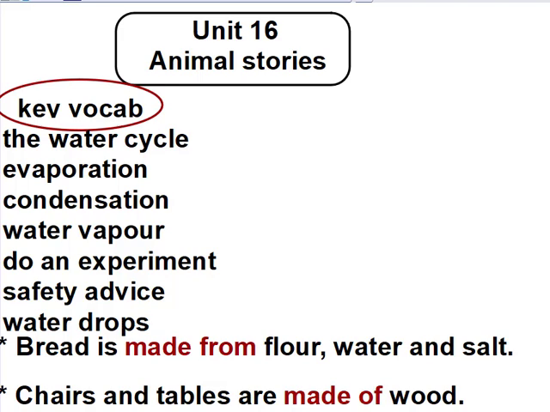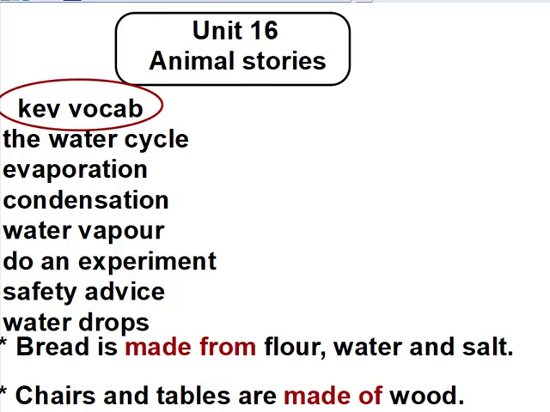Number 2, evaporation. Number 3, condensation. Number 4, water vapor, like steam. Water vapor equals steam. Number 5, do an experiment. The experiment is the process that you can do inside labs in your science lesson.